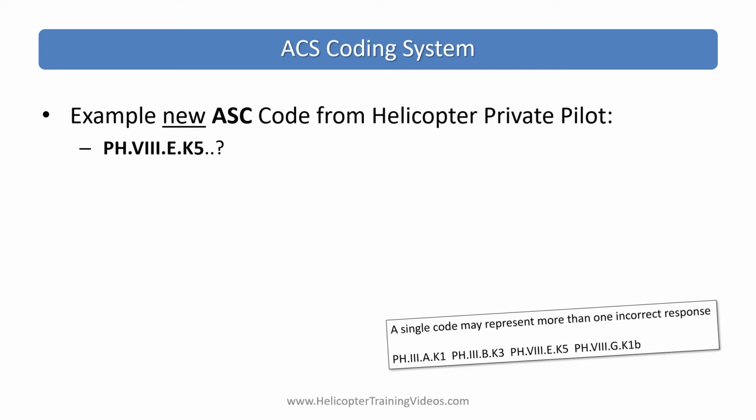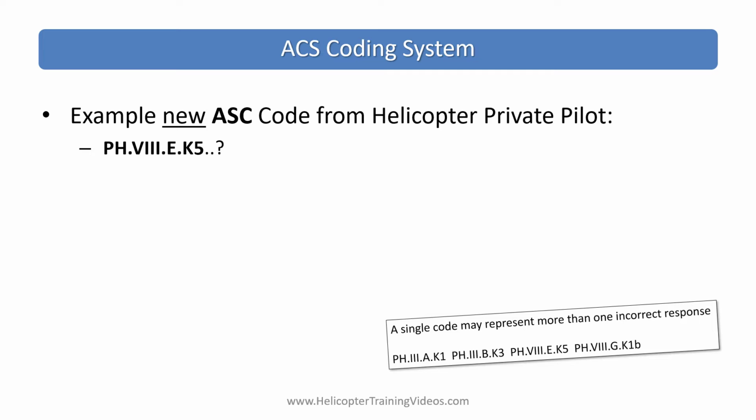So on the knowledge tests, once they switch over, you'll see these ACS codes. And here for private pilot, it would say something like, you can see down the bottom, a single code may represent more than one incorrect response. It'll give you a list. Let's break down these codes so you can understand how to read these.